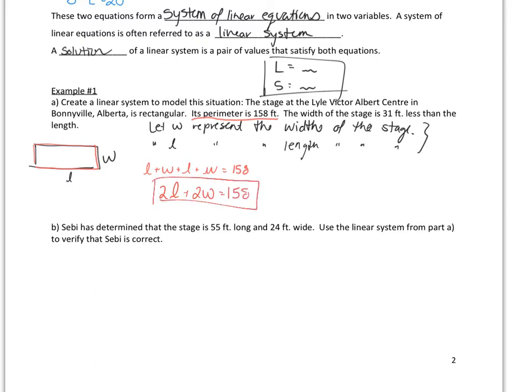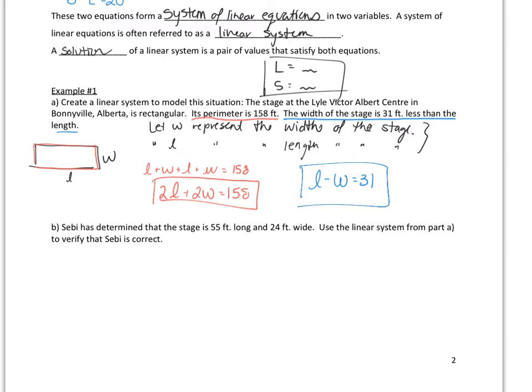The other one: the width of the stage is 31 feet less than the length. What is longer is what we're going to write first. Remember, we want this to be a positive number. The length is longer than the width by 31 feet. So length take away width will equal 31. We need to put the large number first so that we can get a positive number here. If you switch these two, you will have the wrong answer in the end.